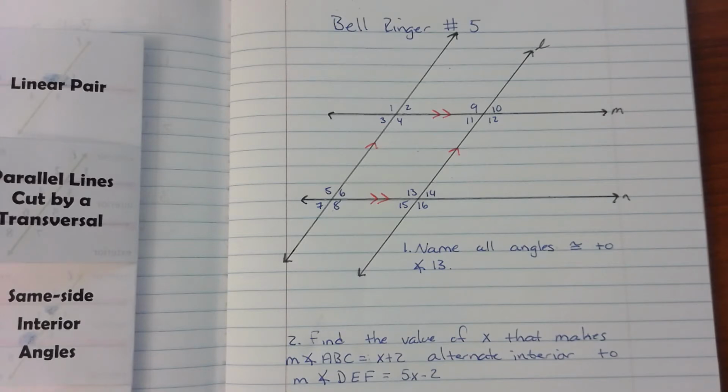Look right here. Your eyes are right here. Do you see the parallel lines? Do you see the transversal? Okay, alternate interior means that you're alternating the lines and the transversal. So 13 is on this line on top, then what's alternate interior over there?